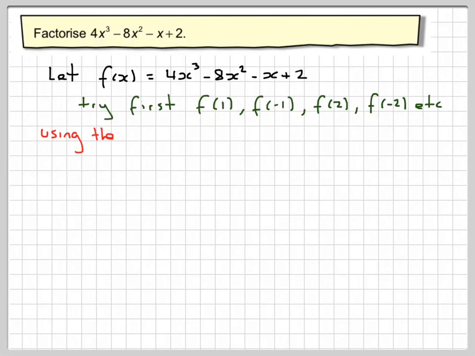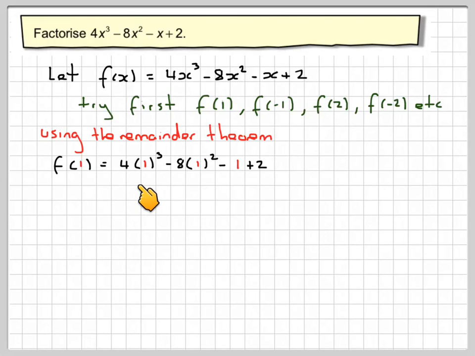So using the remainder theorem, if we do f of 1, we're going to get 4 times 1 cubed, we substitute in 1, minus 8 times 1 squared, minus 1 plus 2. That's going to give you 4 minus 8 minus 1 plus 2. 4 minus 8 is minus 4, minus 1 is minus 5, plus 2 gives you minus 3. Therefore we can conclude that x minus 1 is not a factor of this.